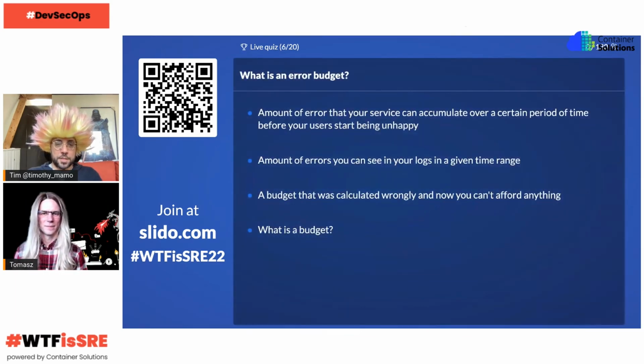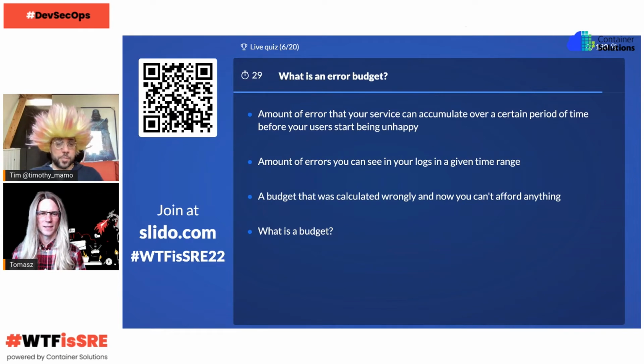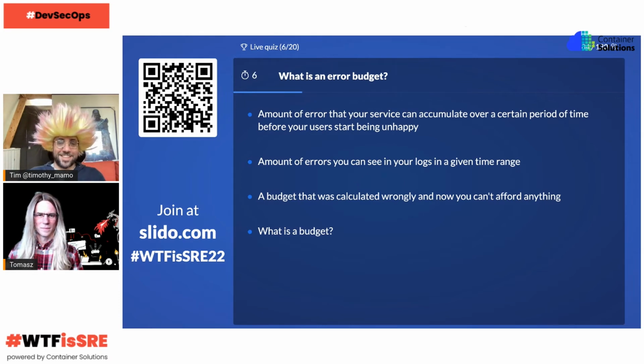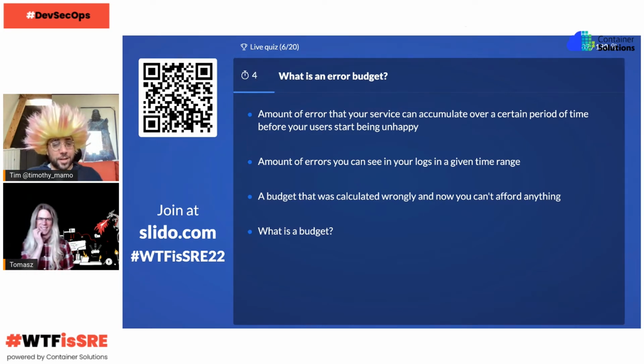Great. Question 6. What is an error budget? Amount of error that your service can accumulate over a certain period of time before your users start being unhappy, and we don't want unhappy users. Amount of errors you can see in your logs in a given time range. A budget that was calculated wrongly and now you can afford anything. What is a budget? What is a budget? There you go. Answer your question with a question.